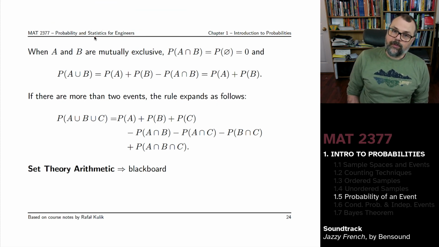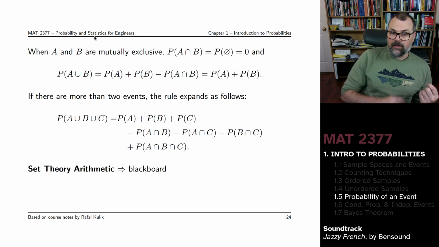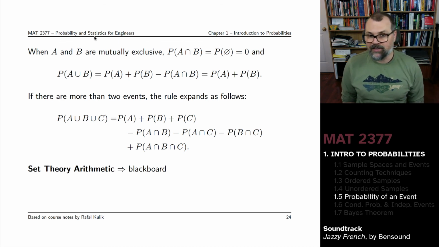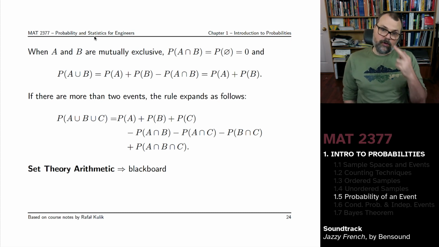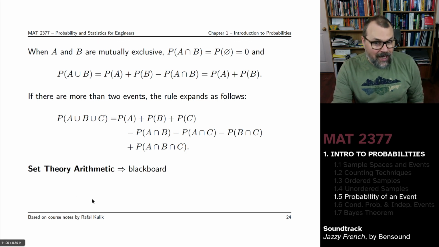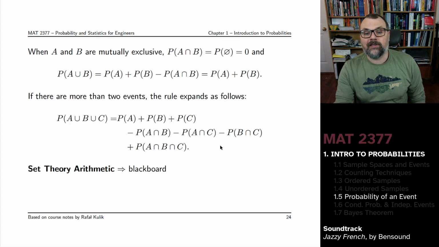Well, that rule can expand to more than 2 events. What's the probability of the union of 3 events? That would be the sum of the individual probabilities, but then there would be double counting. You would have double counted what was in A and in B. You would have double counted what was in A and in C, and double counted what was in B and in C. So you remove those. But by doing so, you've removed too much, because everything that was in A, in B, and in C has been removed once too many times. So then you would re-add it in here.